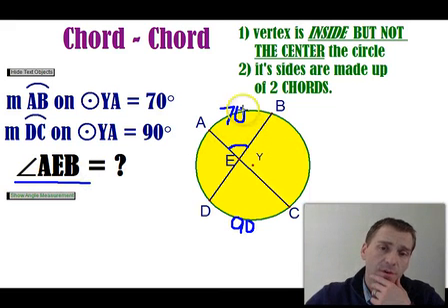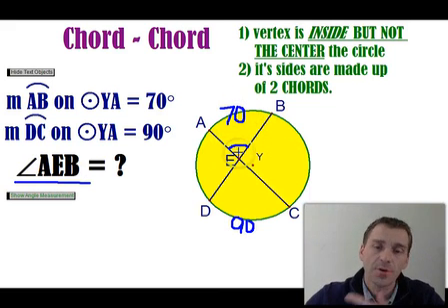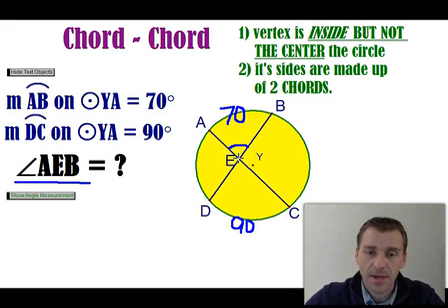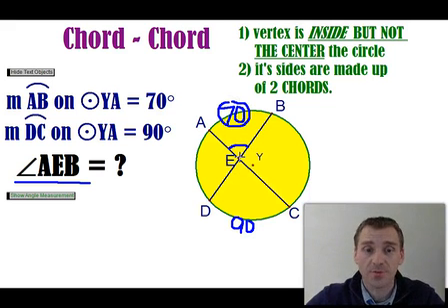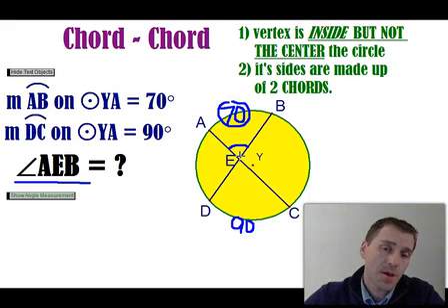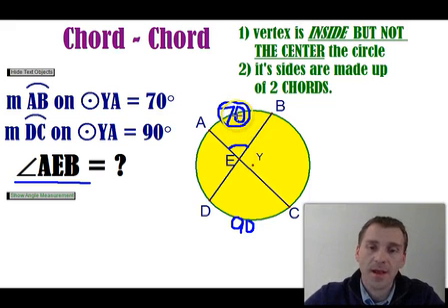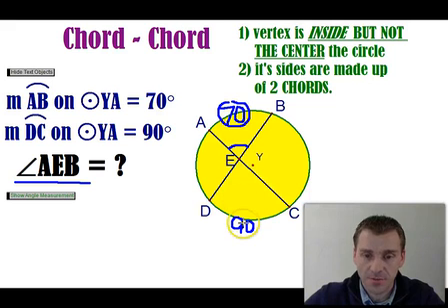Well, let's see. What if I take half of 70? No. That angle right there is not half of that, because what is an inscribed angle and tangent chord angle? Tangent chord angle and inscribed angle is where you take half the measure of the arc. That's not what this one is. It's not an inscribed angle or tangent chord angle. Maybe I take the difference of these two arcs and I find the measure of this angle.